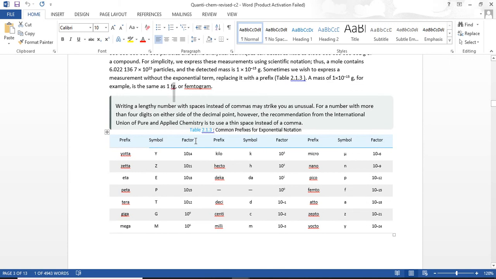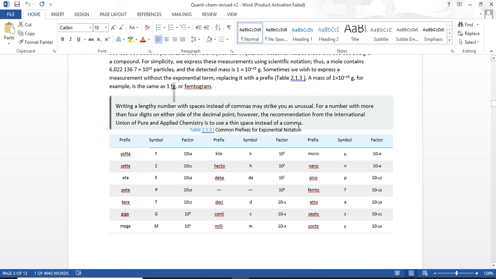Writing lengthy numbers with spaces instead of commas may strike you as unusual, for example for a number of more than 4 digits on either side of your decimal point. However, the recommendation from the International Union of Pure and Applied Chemistry is to use a space instead of a comma.